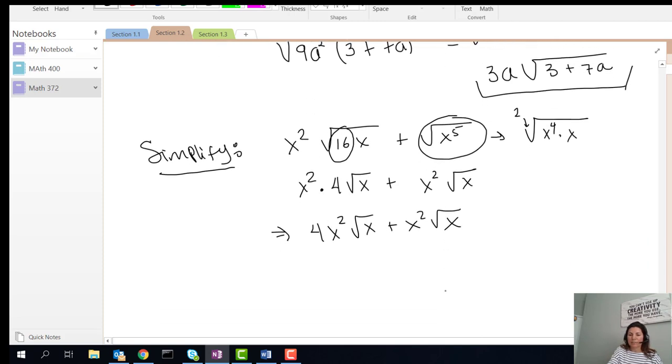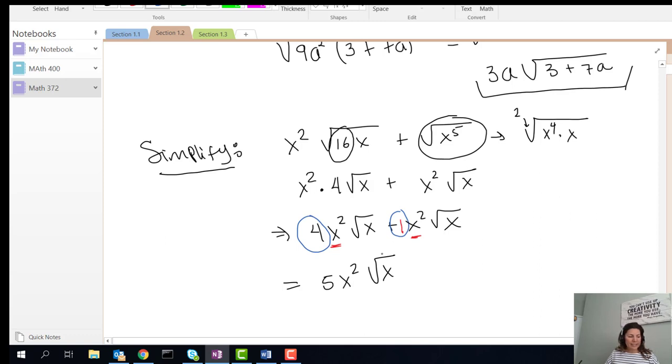Are these like terms? Yes, they both have x squared in them. And this has an invisible 1 there, so I can combine them. So this is going to be 5x squared times the square root of x. When we combine them, I only combine the coefficients, right? The x squared, square root of x is what makes them like terms. So I'm going to combine just the coefficient, the 4 and the 1. 4 plus 1 is 5, so I have 5 of those.